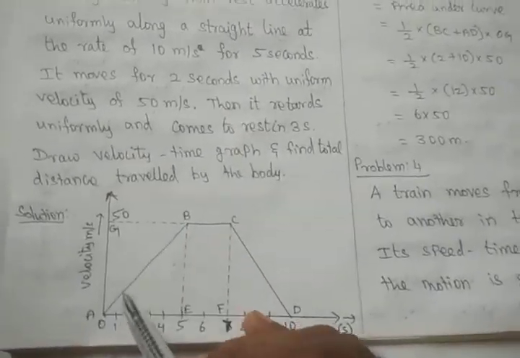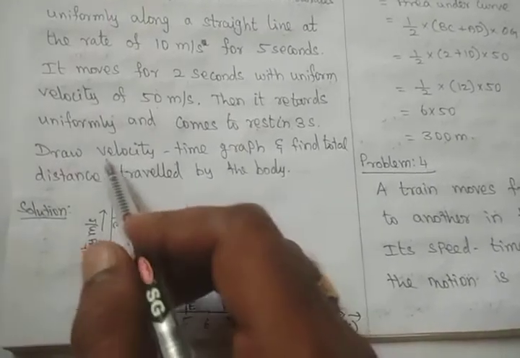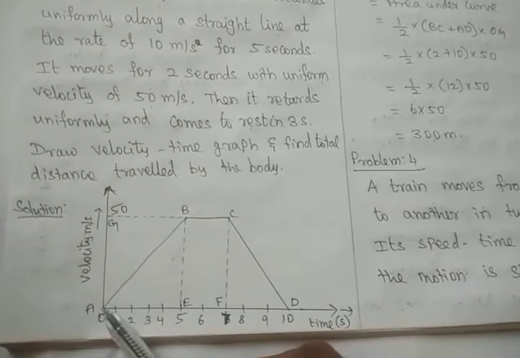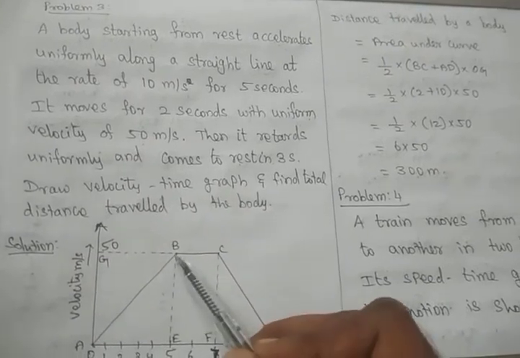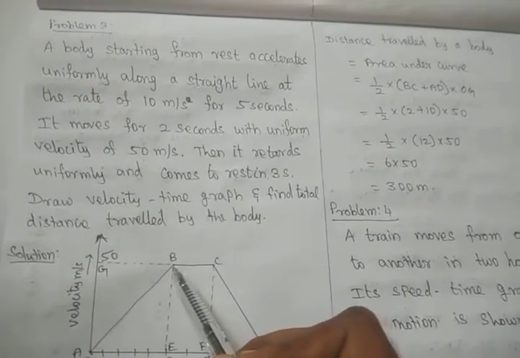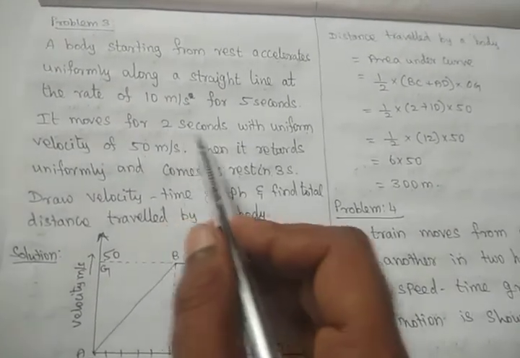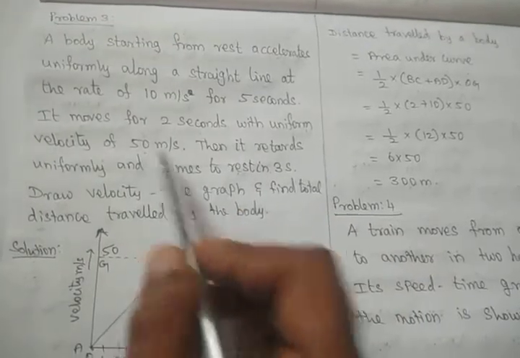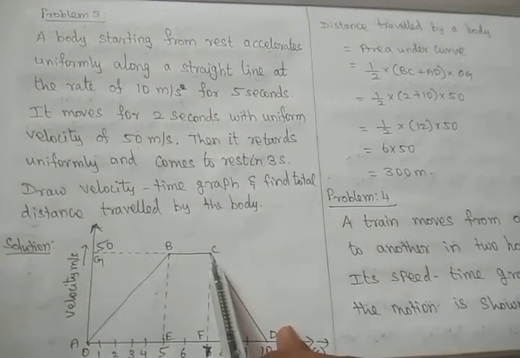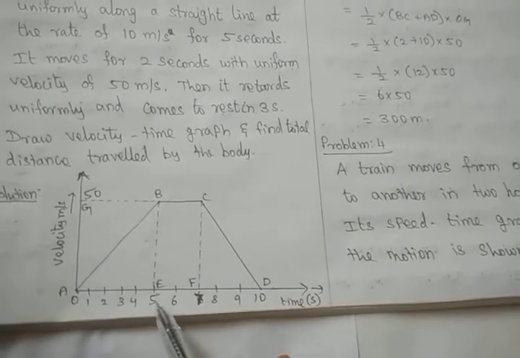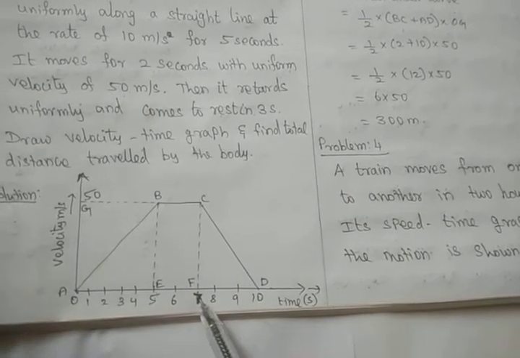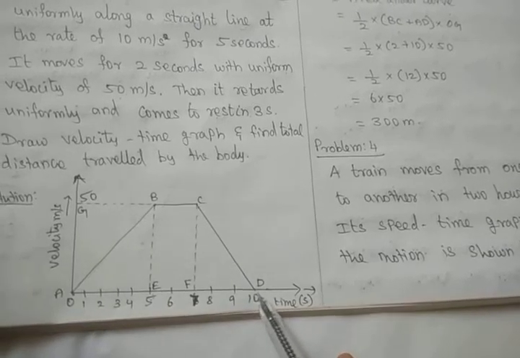So what will happen? Draw the velocity time graph. From 0 to 5 seconds, what will happen? It increases. After that it moves for 2 seconds with uniform velocity of 50 meter per second. So I will draw the 2 seconds uniform velocity. Again it will be decelerated. So 0 to 5 seconds, then 2 seconds means up to the 7th second, then the remaining 3 seconds means the 10th second.